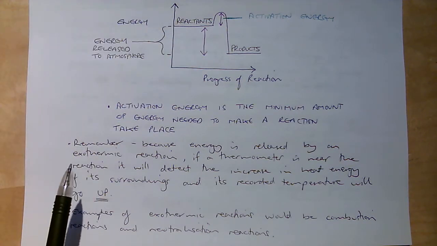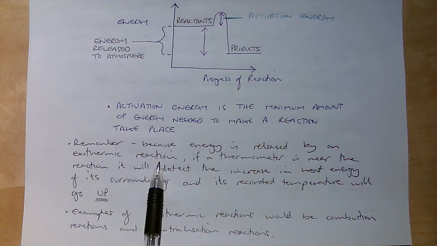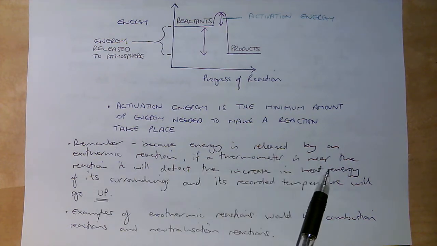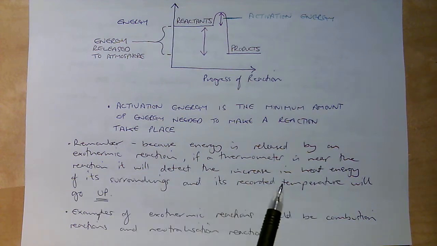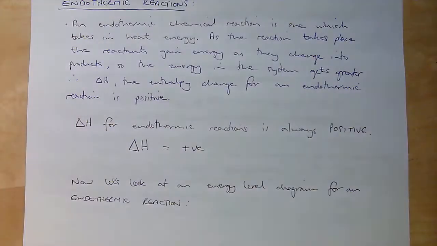Remember, because energy is released by an exothermic reaction, if a thermometer is near the reaction, it will detect the increase in heat energy of its surroundings, and its recorded temperature will go up. That's really important for exams. If you have a thermometer reading in an exam and it goes up, that tells you that the reaction is exothermic. Combustion reactions and neutralization reactions are good examples of exothermic reactions.